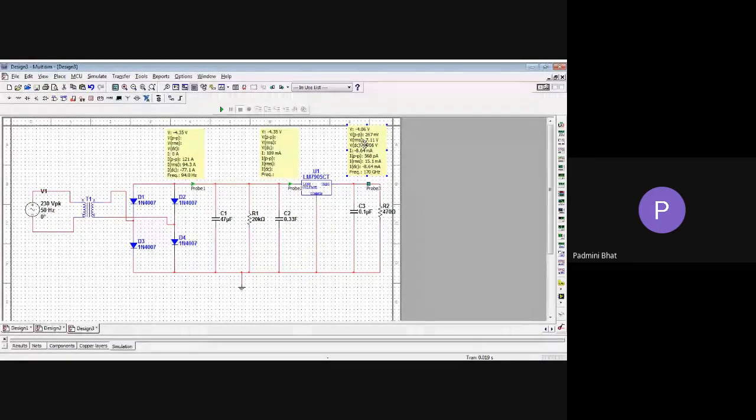Bhavit, why do you think we are getting minus 4.6? You are seeing this, right? You are observing this, right? What happened, Bhavit?